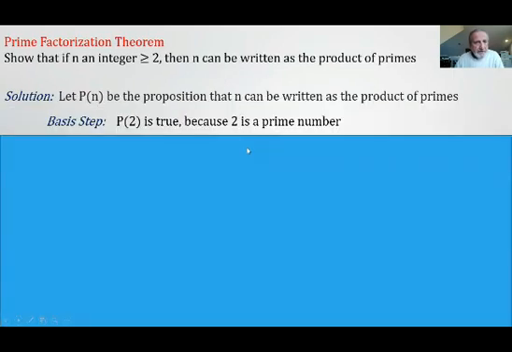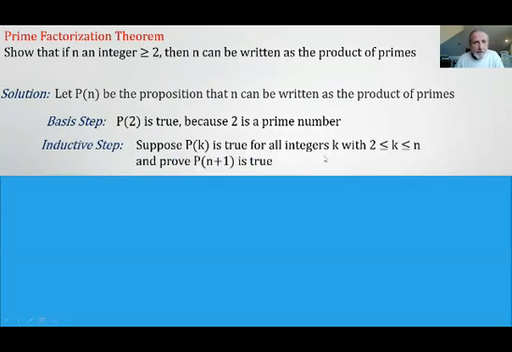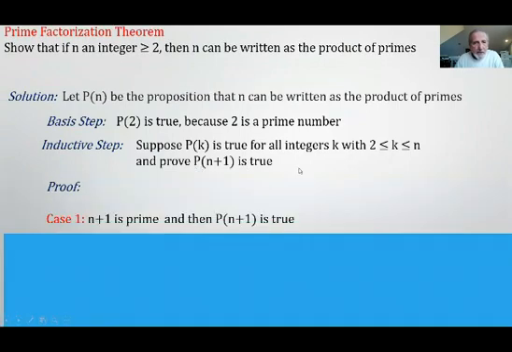Basis step, let's prove P2 is true, which is really true because 2 is a prime number. Now here's how you set up the inductive step. You suppose Pk is true for all integers k between 2 and n. In other words, you suppose P2 is true, P3 is true, up to Pn is true, and now you have to prove Pn plus 1 is true. And here we have two cases.